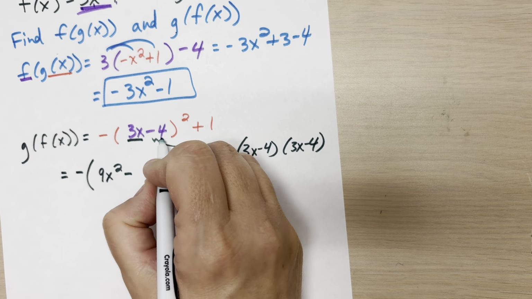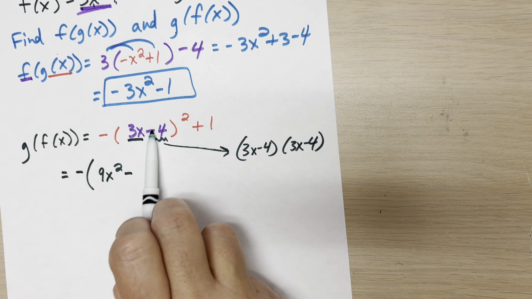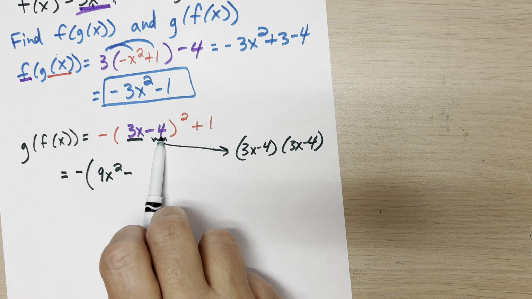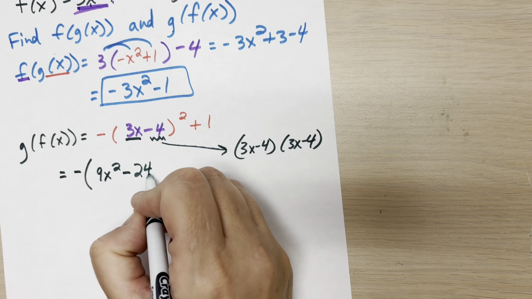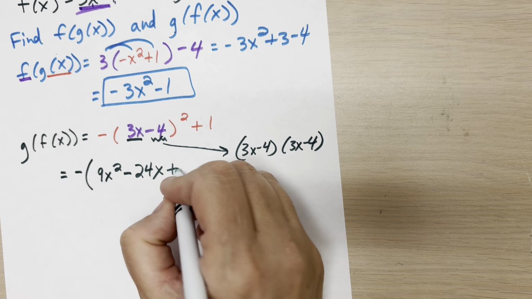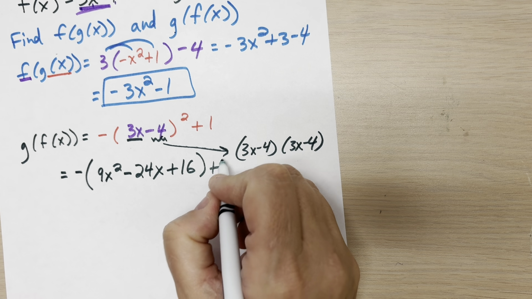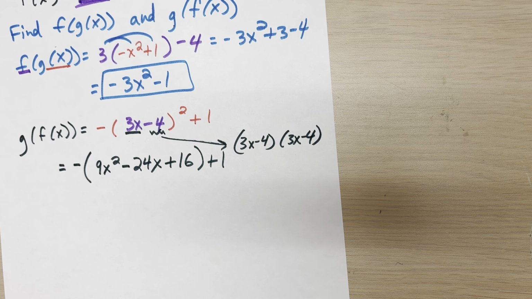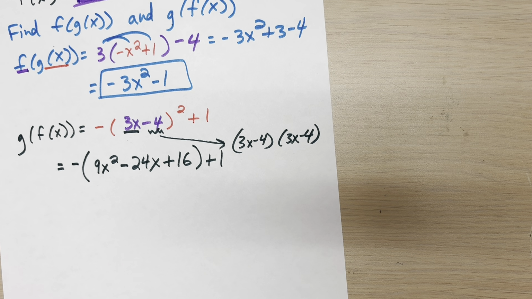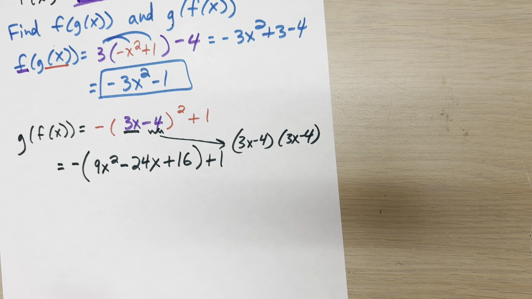I'm going to multiply the two terms of the binomial, ignoring the sign for now. So 3x times 4 is 12x, double it, 24x. Finally, at the end, I have a 4 squared. 4 squared is 16. And then I have plus 1 at the end. Now, if you're like, ooh, I don't like that, FOIL it out. That's totally fine. You're going to get the same thing as me. I'm just there quicker, okay?